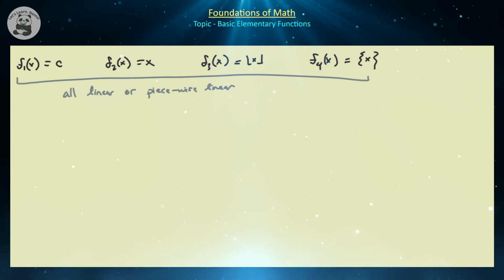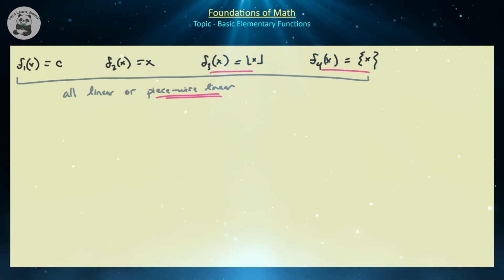Up to this point, we've introduced 4 elementary functions that are commonly seen in mathematics: the constant function, the identity function, the floor function, and the fractional part function, all of which are linear functions, or what we call piecewise linear functions, in particular pieces of lines that sort of stagger across its domain, where the floor and the fractional part are what we refer to as some of the piecewise linear functions.